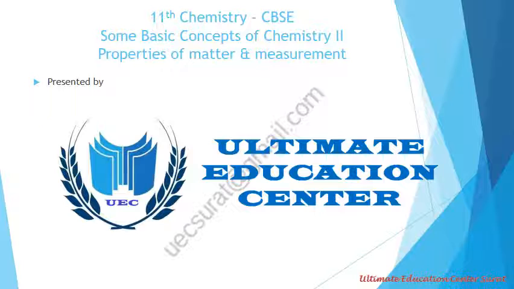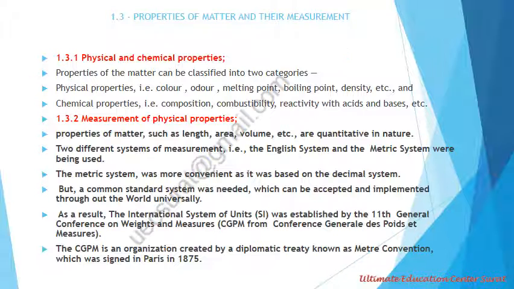Today we are going to discuss the second part of some basic concepts of chemistry, which deals with properties of matter and measurement. In the properties of matter, the first topic is physical and chemical properties. Properties of matter can be classified into two categories depending upon their nature. The first is physical properties, which include color, odor, melting point, boiling point, density, etc. And the chemical properties consist of composition, combustibility, reactivity with acids and bases, etc.